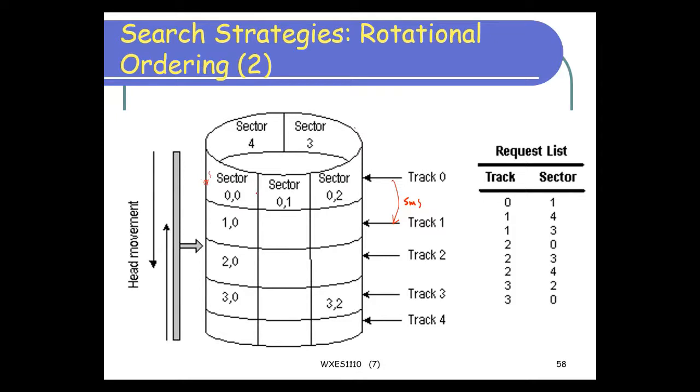It takes 5 milliseconds to rotate the cylinder from sector 0 to sector 4, from 0 to 4, which is about 5 milliseconds, or 1 millisecond per sector. This is the rotational delay. And then it takes about 1 millisecond to transfer one sector from the cylinder to the main memory, RAM.